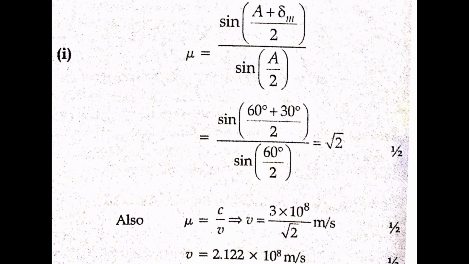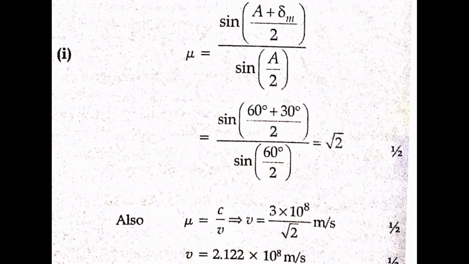So if we substitute the value of minimum deviation, what we will get? Sine (60 plus 30) by 2 divided by sine 60 by 2, right? So sine (60 plus 30) by 2 by sine 60 by 2 we are getting. So that value is calculated as root 2. So here the refractive index of the prism is root 2. Now what we have to calculate here? The speed of light through the prism that we have to find.